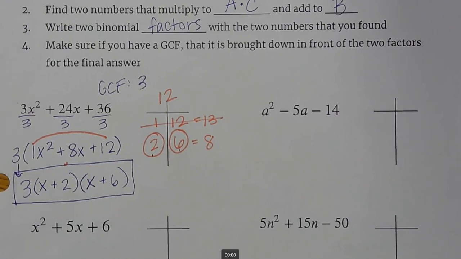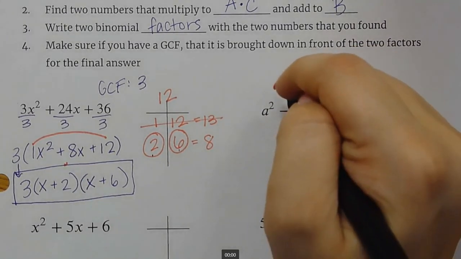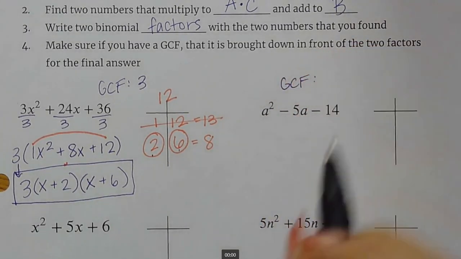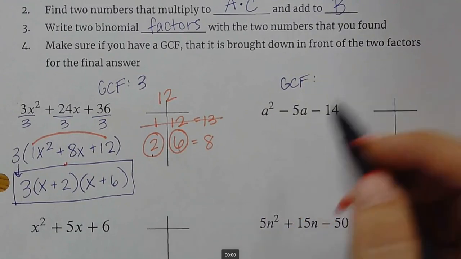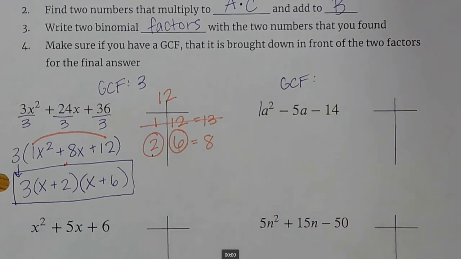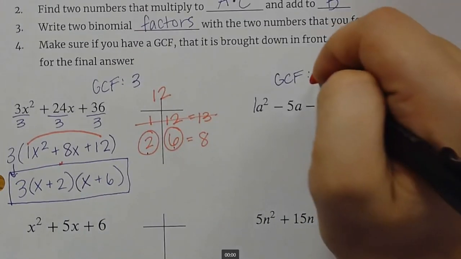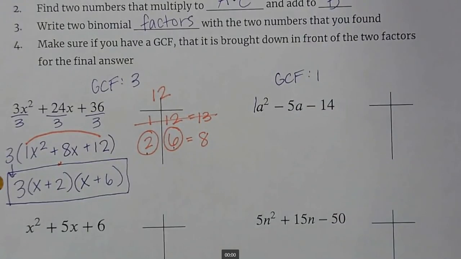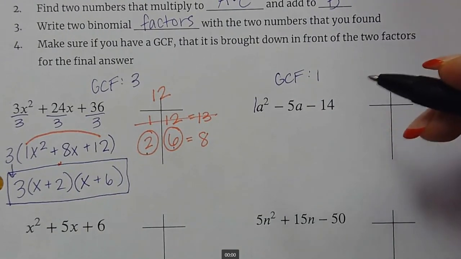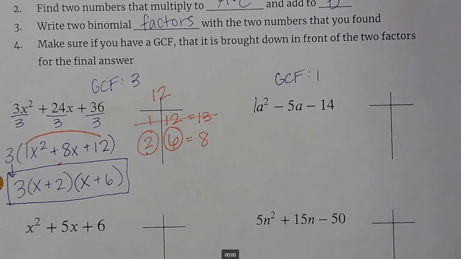So this next one, a squared minus 5a minus 14. So let's talk GCF. I have a squared minus, so that would be a 1, right? Minus 5a minus 14. What's the greatest common factor that can divide into all three terms? 1. Okay? Now, when there's a 1, do you really need to divide by it? No, because you just get the same thing, right? So when your GCF is 1, you don't have to factor anything out. We go straight into factoring this trinomial. Does that make sense?